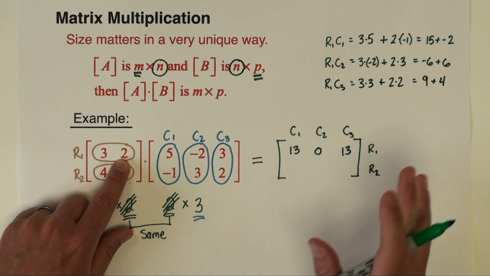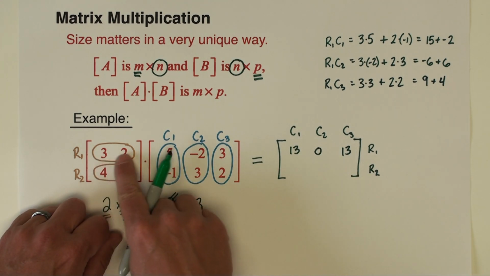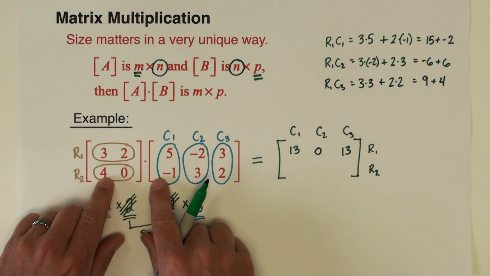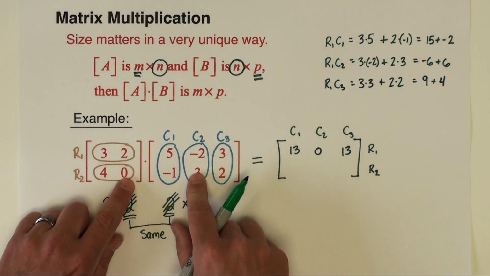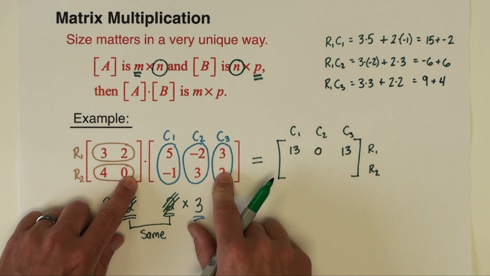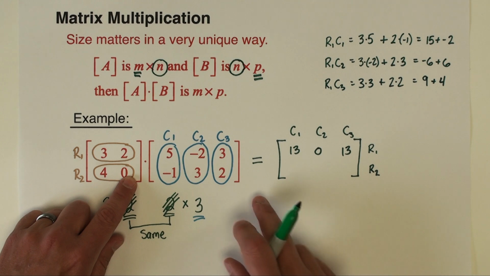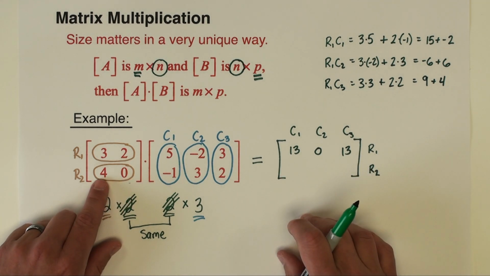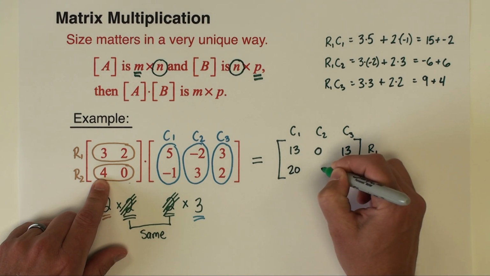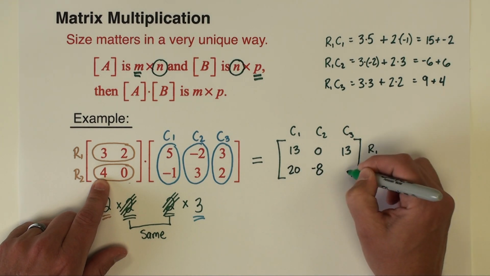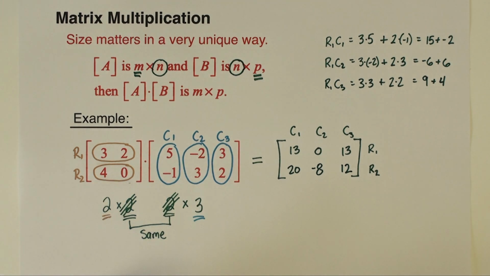Now I'm just going to repeat all of that for row 2. I'm now done with this top row. I'm going to move down here to 4, 0, and multiply times the first column, second column, third column. If you want to pause the video and try that on your own, go ahead. I'm going to just really quickly work through those and put those answers there. So we're going to have 20, negative 8, and 12.